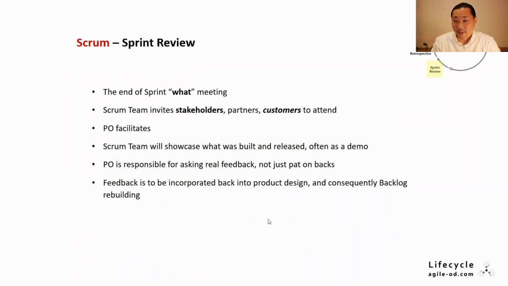At the end of the sprint, for a 2-week sprint that would typically be the last Friday every fortnight, the Scrum team invites stakeholders, partners, and even customers for a sprint review meeting. This is an end of sprint "what" meeting to showcase what was built and released. And the main purpose is to elicit feedback from the stakeholders. The main question is, are we building the right product? The product owner is responsible for facilitating the meeting.